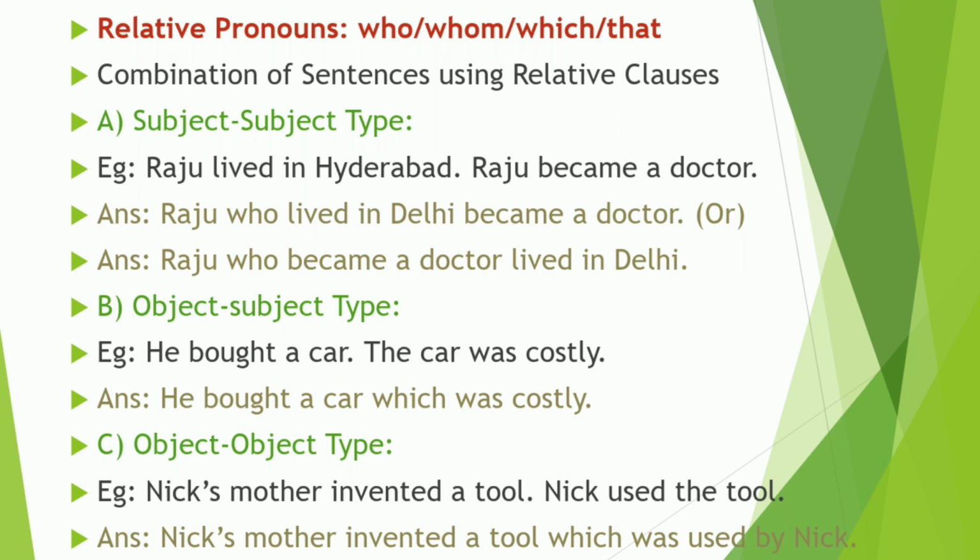Now the third case, object-object type. Here the object of the first sentence and the object of the second sentence have to be taken, and while joining both the sentences the relative pronoun which acts as a conjunction. The answer should be: Nick's mother invented a tool which was used by Nick. So these cases have to be remembered and recollected while combining sentences of various kinds.